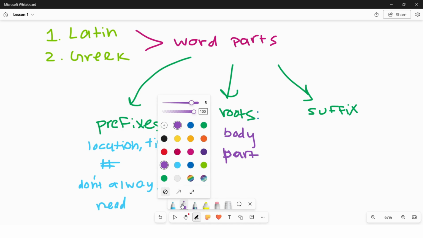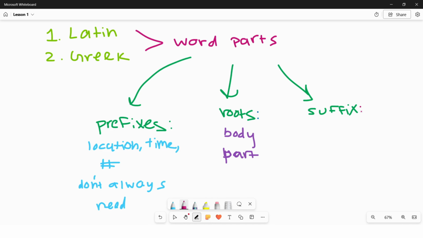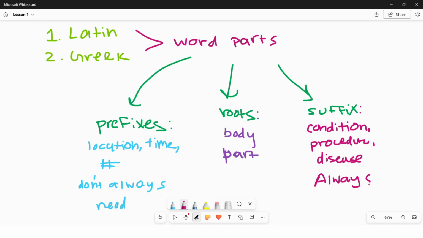And suffixes are known as the most important part of a medical term, and they tell you the condition, or if it's a procedure, they tell you the type of procedure, or it could be like a treatment, or they will tell you the disease, right? And you always need a suffix. You don't always need this either. Okay?